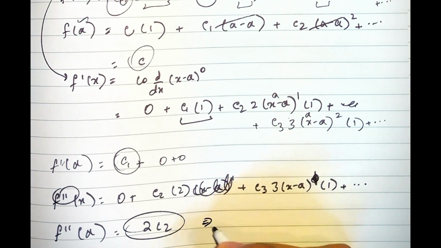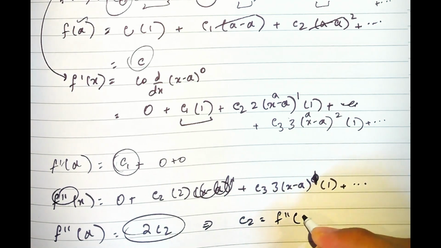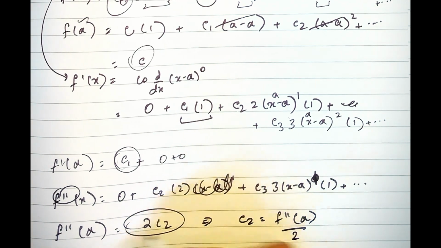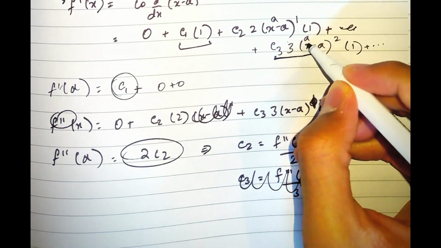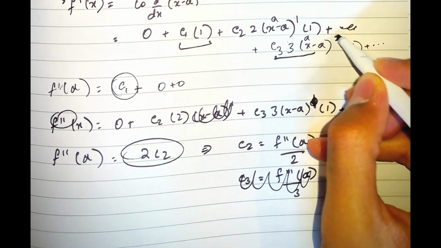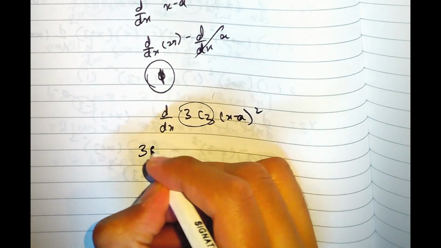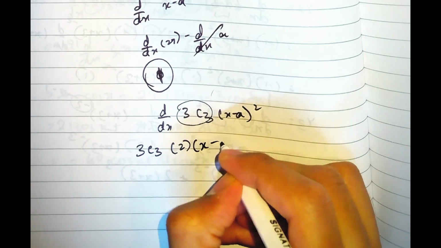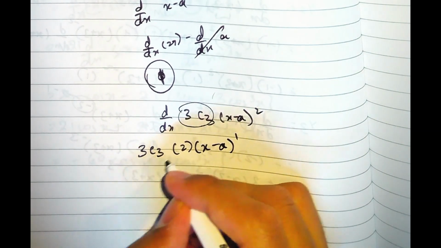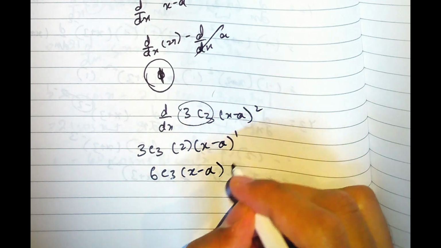Yeah, and we can also derive this formula. So c2 can also be written as f double prime of a divided by 2. We can simply divide the 2 on both sides. And then we have to derive c3 (x minus a) power 3. If we derive this, 3c3 will be constant, so it will be separated, and then the derivative of x minus a will be, the power will be separated, then the function as it is, power minus 1 is 2, so 3 times 2 gives us 6c3 (x minus a), and the derivative of x minus a is 1.